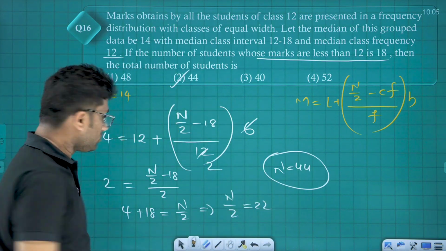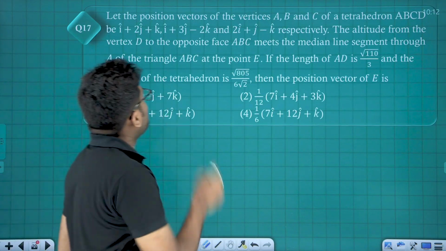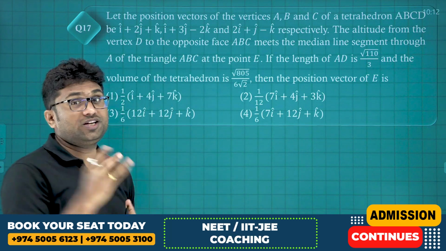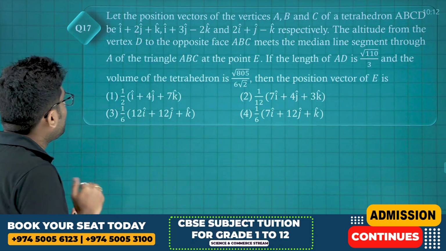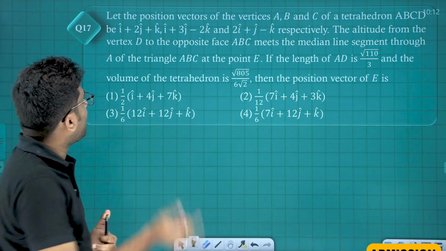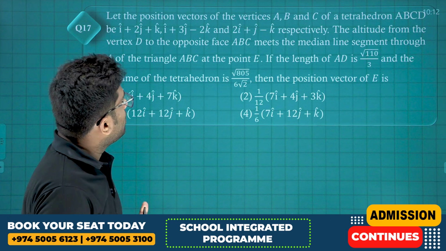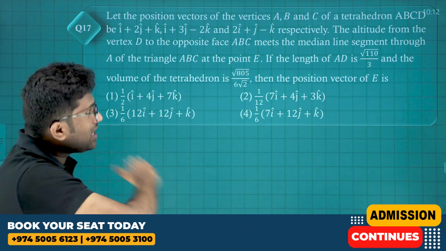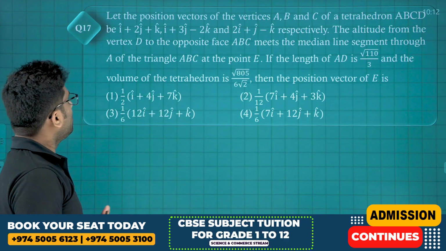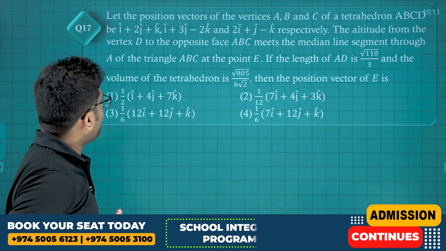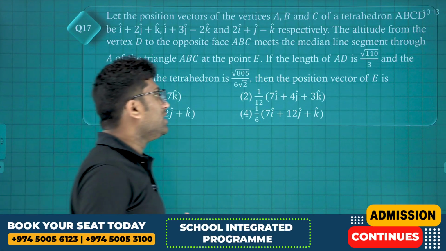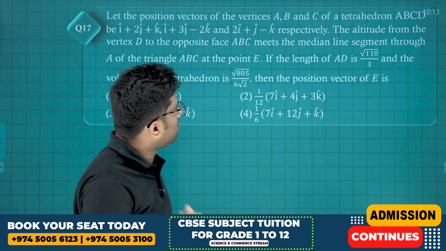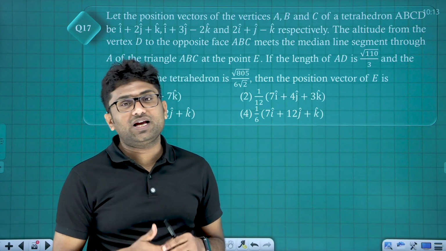Option 2. Next question. Let the position vectors of the vertices A, B and C of a tetrahedron ABCD be given, OA bar, OB bar, OC bar respectively. The altitude from the vertex D to the opposite face ABC meets the median line segment through A of the triangle ABC at the point E. If the length of AD is root 110 by 3 and the volume of the tetrahedron is root 805 by something, then the position vector of point E, OE bar, they are asking.